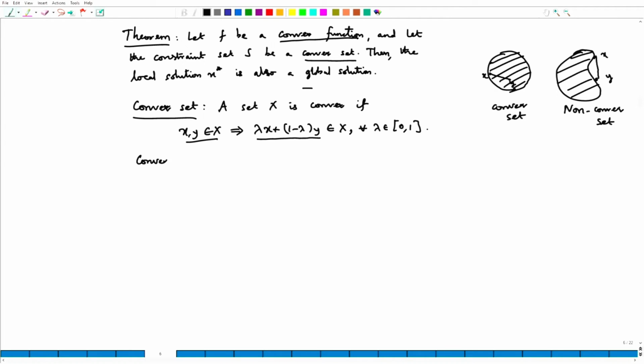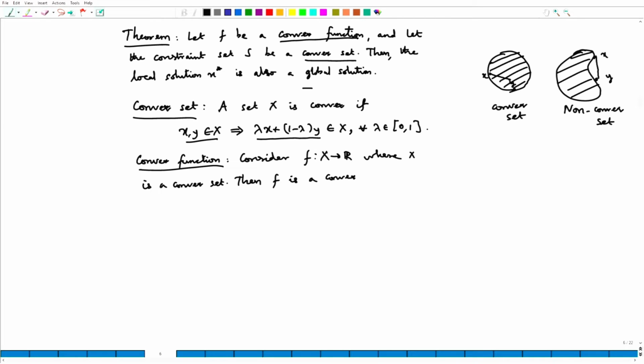Now, what is the definition of a convex function? Consider a function f from X to R where X is a convex set, then f is a convex function if f of lambda x plus 1 minus lambda y is less than or equal to lambda f of x plus 1 minus lambda f of y for all x, y in X, for all lambda in 0 comma 1. So, this is the definition for a convex function.